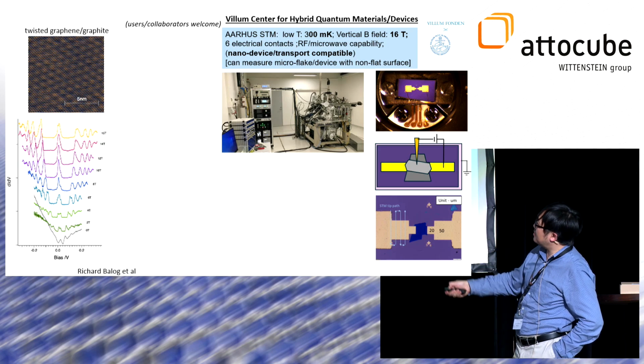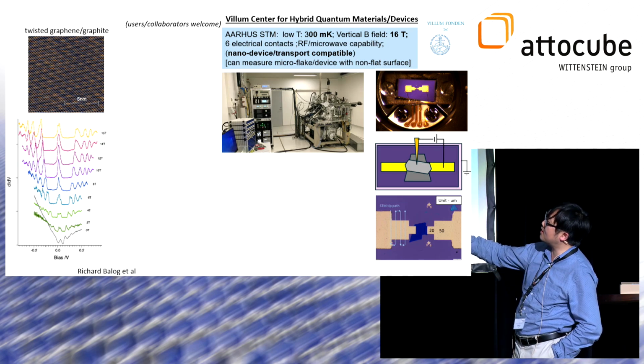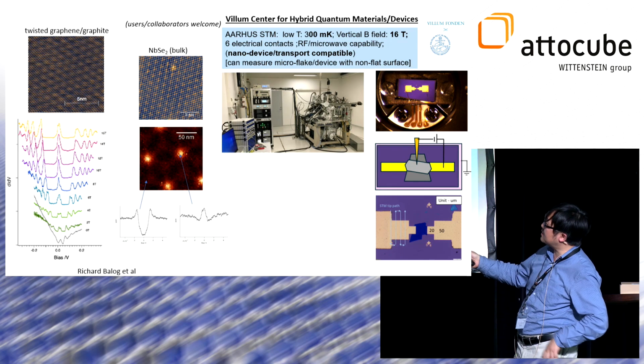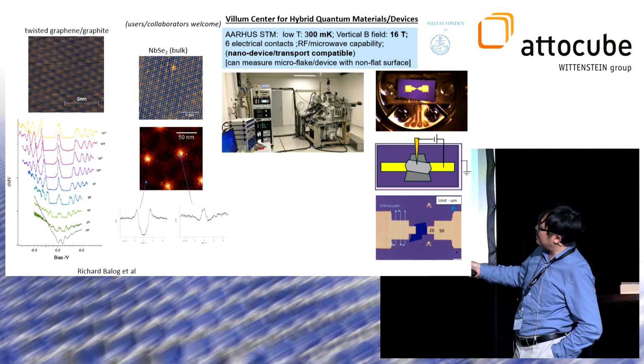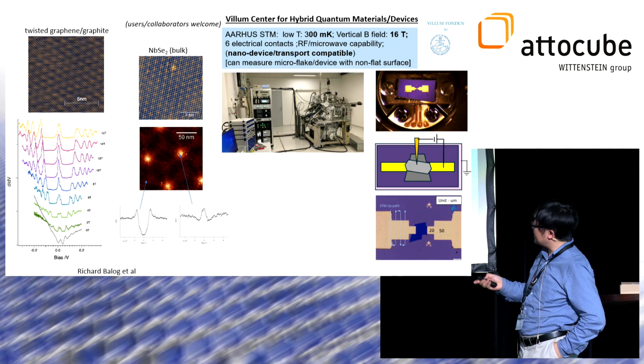So here are some examples. You can find a twisted graphene on graphite, a nice moiré pattern, with some interesting Landau levels developed at high magnetic field. We can measure superconductors, here iron selenide, although this is a very thick flake. In field, you see these vortices, a vortex ladder in this case.